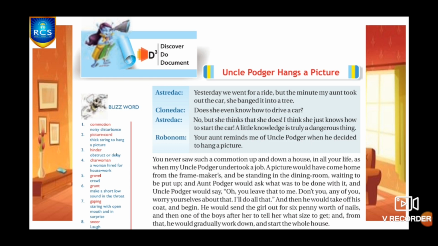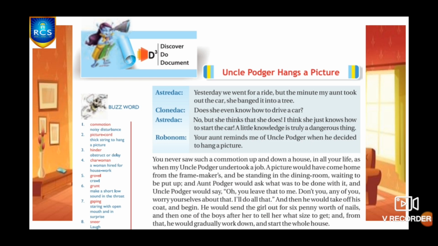In this story, we are going to see about Uncle Podger and how he tries to hang a picture and how he made it, right? Yeah. Once he undertook a job, what will happen? There will be a heavy commotion up and down the house. In all your life, you would have never seen such a noise. Like that, when Uncle Podger undertook the job of hanging a picture, what would have happened? Come, let us see.